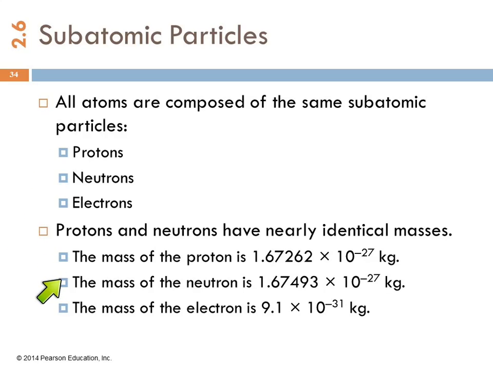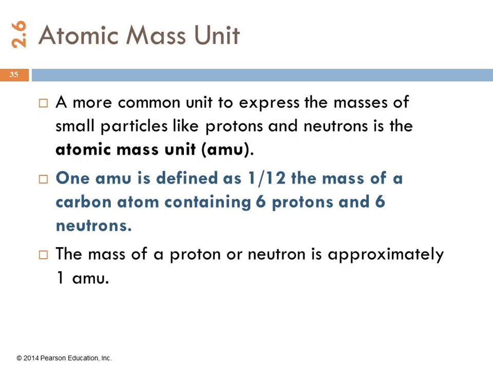The protons and the neutrons have essentially identical masses. They differ in the fourth significant digit here, 1.672 versus 1.674 times 10 to the minus 27 kilograms. Very small. Mass of the electron, 9.1 times 10 to the minus 31 kilograms. So it's almost 2,000 times smaller than a proton or a neutron. And so for a lot of purposes, we can just consider it to not have any mass because it's so much smaller than the protons and the neutrons.